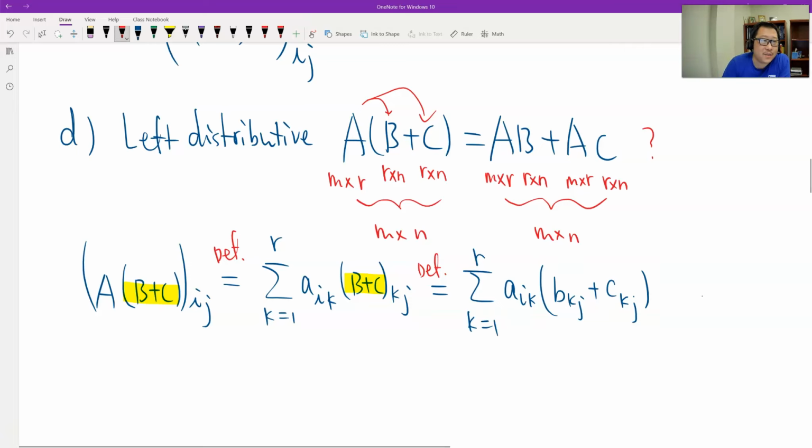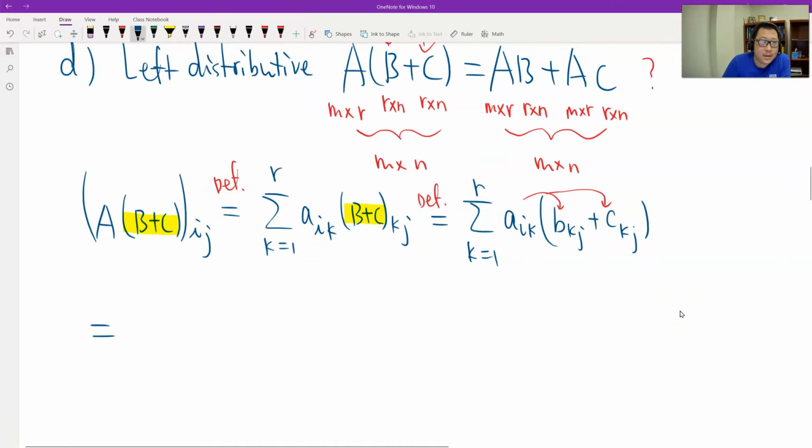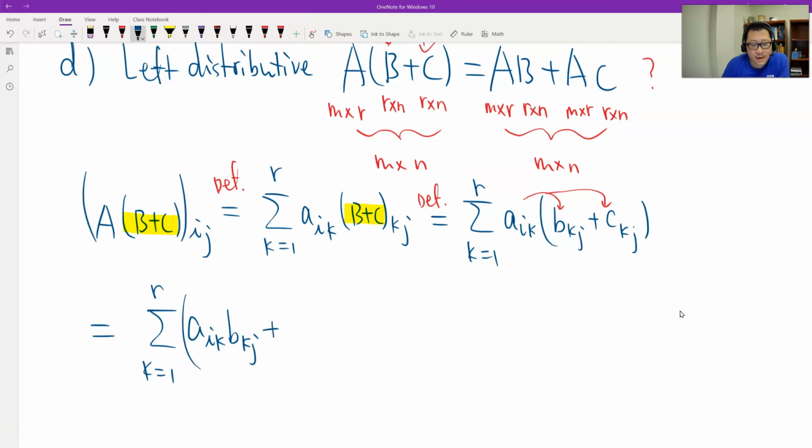And then now we can do distributive, right? That's easy because all these are numbers. So I distribute. After I distribute, I should have a summation K from 1 to R of A_IK B_KJ, and then plus A_IK C_KJ.